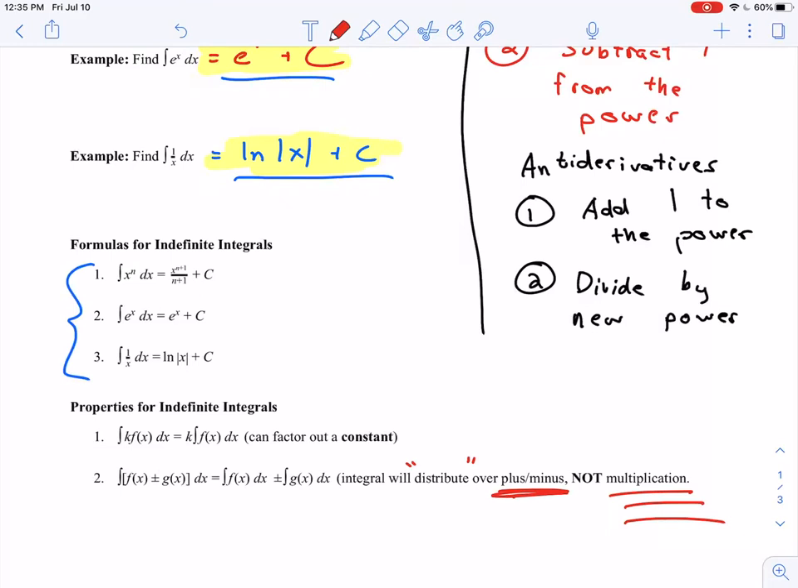So take a look at the next video if you're still feeling a little bit unsure. We're going to look through a bunch of different examples of indefinite integrals and see if we can't wrap our heads around this a little bit more.